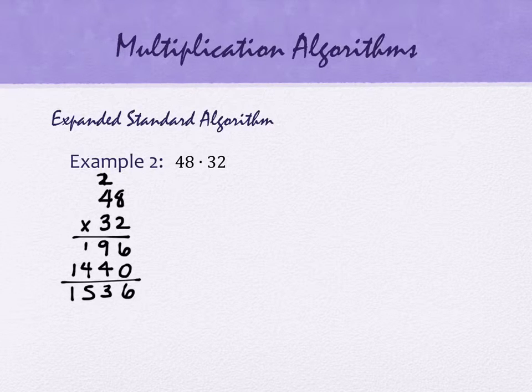Okay, so the expanded algorithm is a good way to justify what happened in this particular problem. To write the expanded algorithm out is to understand that this is 40 plus 8 and 30 plus 2.